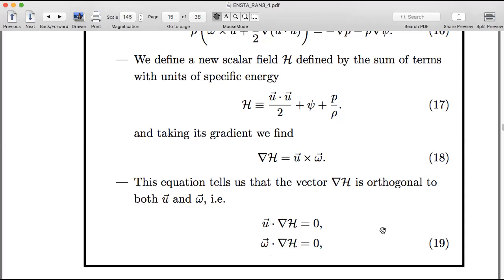I've just tried to physically interpret this first statement here. What this means is that this curly h quantity has to be constant along the streamline. Remember, it was a steady flow. That was one of our assumptions. The same thing is true along lines that are always parallel to this vorticity vector.